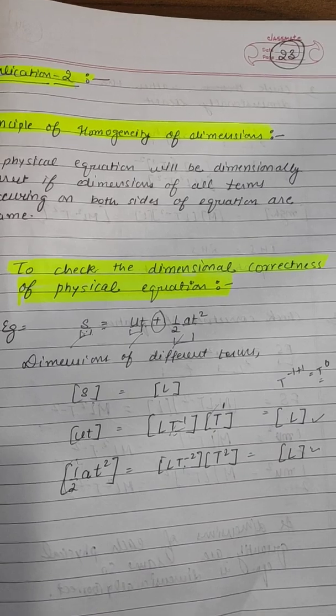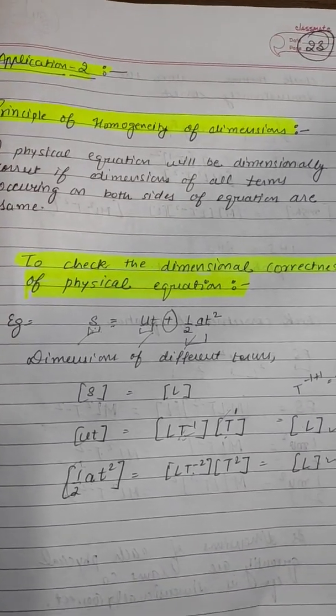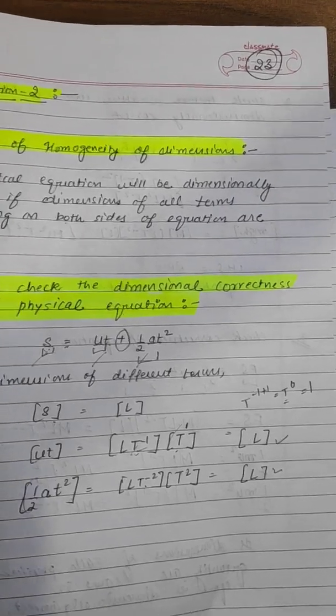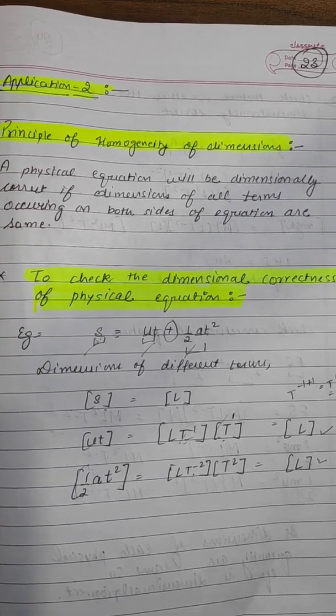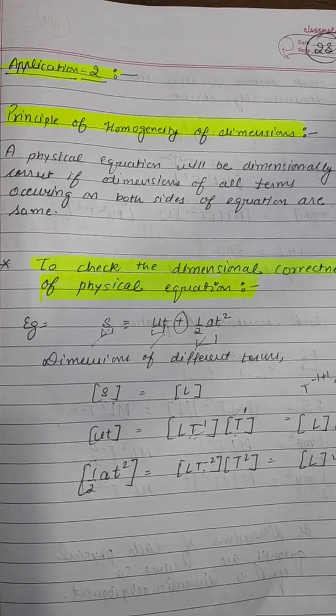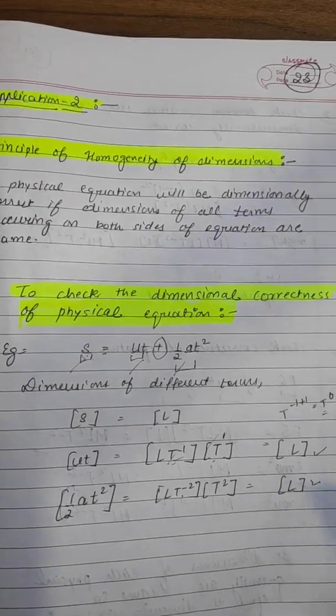For example, length can be added to length, area can be added or subtracted from area, and volume can be added or subtracted from volume. We cannot add length to volume or area to volume like this. So let's discuss the first example.